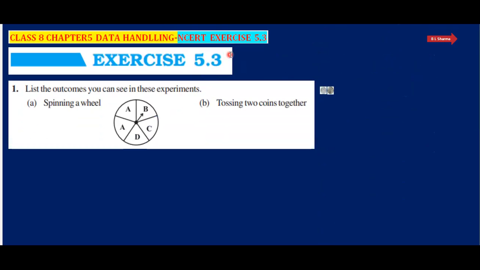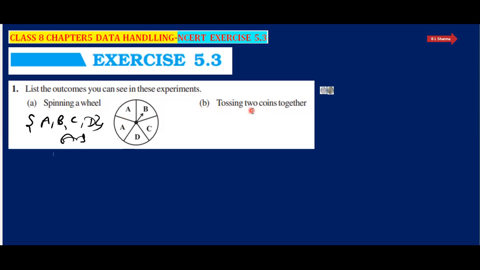Now, exercise 5.3. List the outcomes you can see in this experiment. So we can say here outcomes: A is there, B is there, C is there, and D is there. That is the answer. We do not repeat A here. Yes, A appears 2 times here, but we write only once. So these are the outcomes A, B, C, or D. This is the answer of part A of question number 1. A is written twice, दो बार आया है, but we write only once.